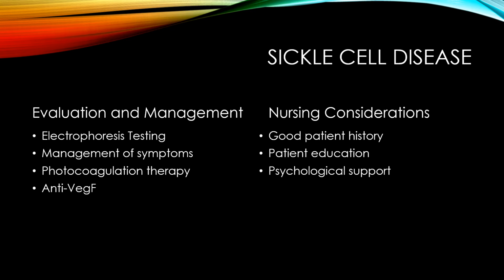Our nursing considerations: getting a good patient history is super important, making sure that these patients are dilated really well, because again, we want to see out into the far periphery of the retina. Because of that neovascularization, we want to be measuring intraocular pressure, making sure that stays low, and then making sure that we're providing adequate oxygenation to these patients, and patient education and psychological support.